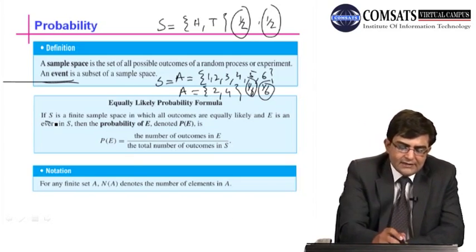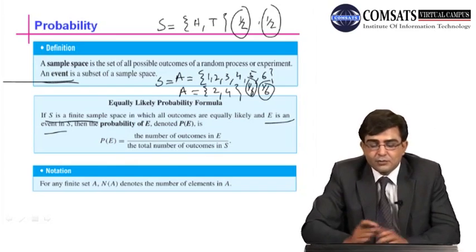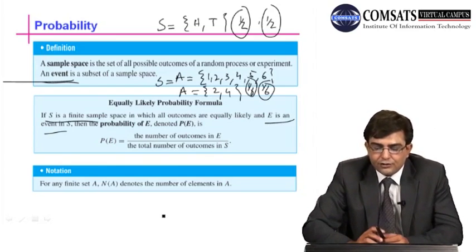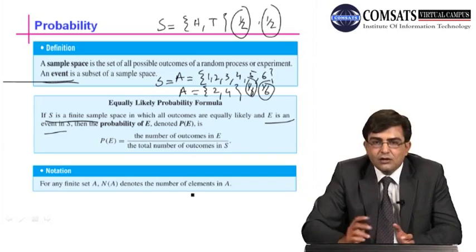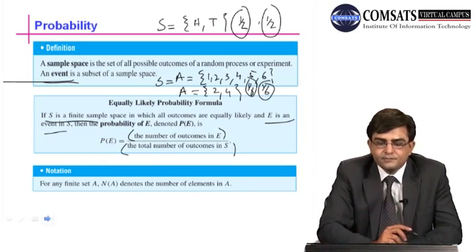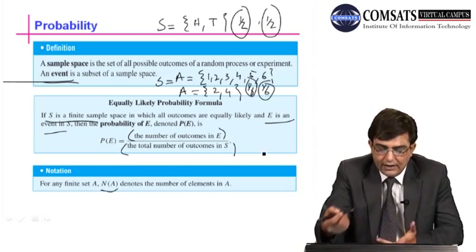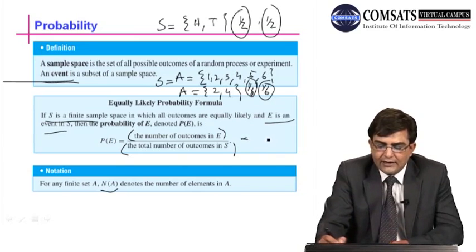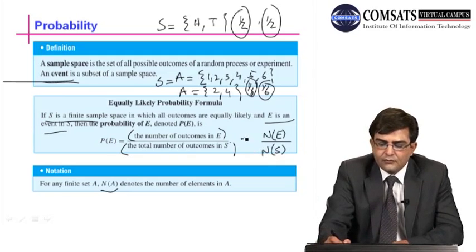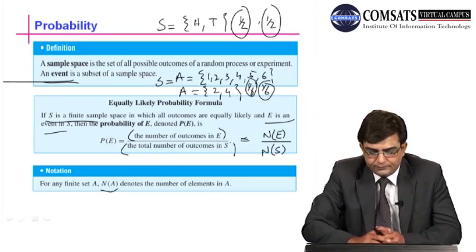So if S is the finite sample space and E is an event in S, then the probability of E, denoted P of E, is basically the number of outcomes in E divided by the number of outcomes in S. If we denote N of A as the number of elements in A, then we can write this formula as N of E divided by N of S. So this is basically the equally likely probability formula.